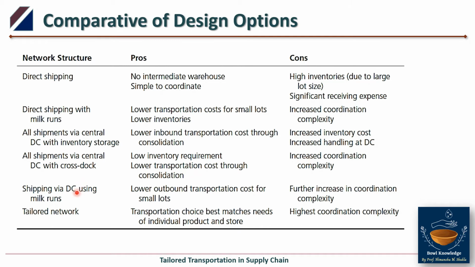Then shipping via DC using milk runs, which is the combination method. So it will have the lower transportation cost for small lot, but again it is very complex to design the milk runs via DC also, because in one trip which buyers have to be covered, what is the distance between them, is every buyer under one route or you have to take a different route to cover all the buyers. Then if you are taking a different route, what is the transportation cost, what is the fuel cost? So it is a very complex decision which is to be taken after scientific and economic analysis.